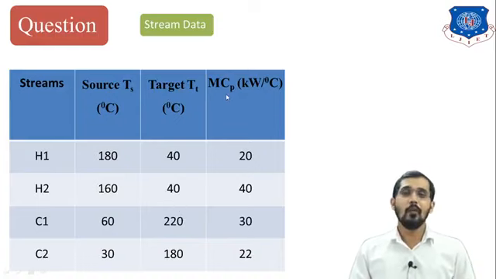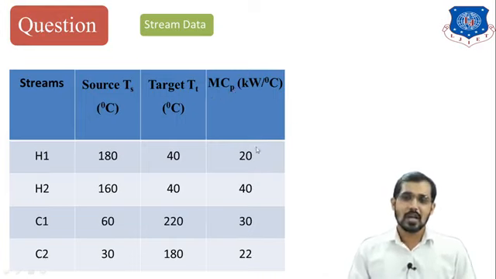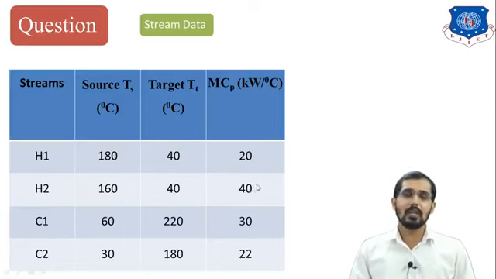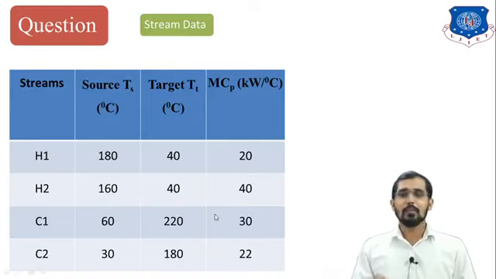And lastly, the flow rate is given, that is heat capacity flow rate. It is MCP and the unit is kilowatt per degree Celsius. For H1 stream it is 20 kilowatt per degree Celsius, for H2 stream 40 kilowatt per degree Celsius, C1 stream 30 kilowatt per degree Celsius and C2 stream 22 kilowatt per degree Celsius. Now how to solve this question, to find the minimum hot utility requirement and minimum cold utility requirement?